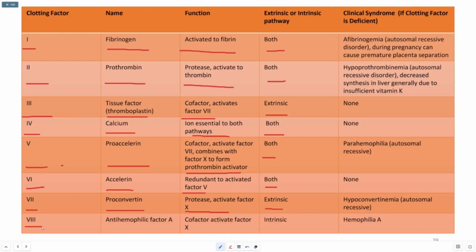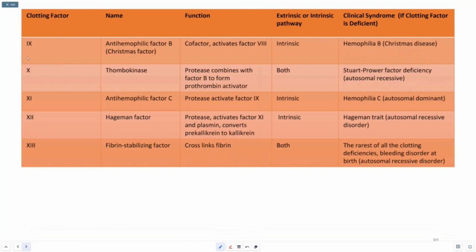And then factor number 8 is also known as anti-hemophilic factor, which is a cofactor that helps activate factor number 10, found in the intrinsic pathway. Factor number 9, also known as Christmas factor, is a cofactor that activates factor number 8, also found in the intrinsic pathway. Factor 10, also known as thrombokinase, is a protease which is used to activate the prothrombin activator, found in both pathways. Factor number 11 is the anti-hemophiliac factor, which helps activate factor number 9 in the intrinsic pathway.